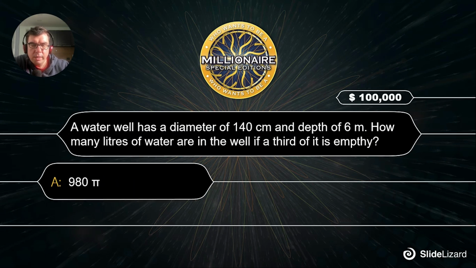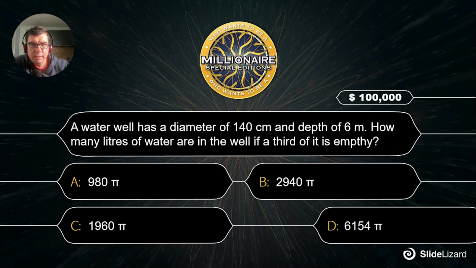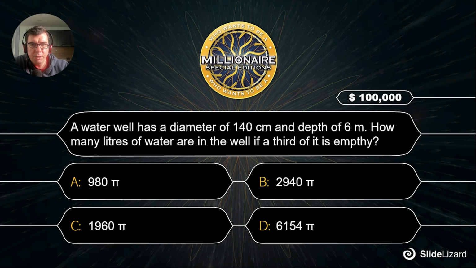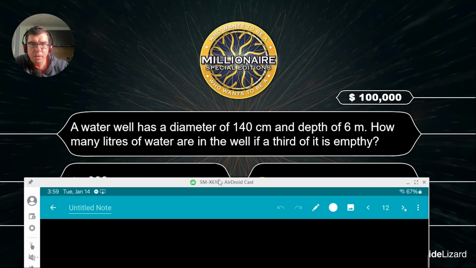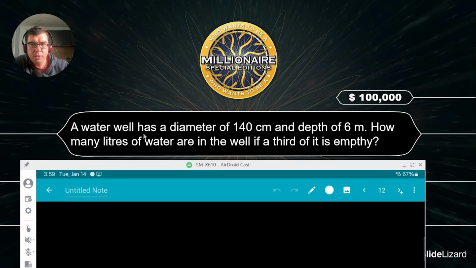A water well has a diameter of 140 centimeters and a depth of 6 meters. How many liters of water are in the well if a third of it is empty? Did you find C, 1960 pi? That is correct. Because the question is how many liters of water, 1 liter, as you know, is equivalent to 1 cubic decimeter.